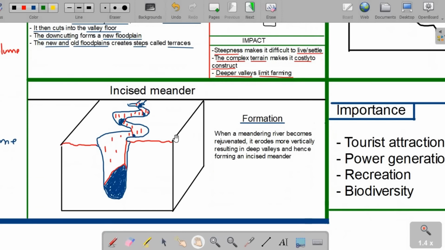So the incised meander, also called the entrenched meander. It's a meandering river, guys. Nothing much, but it's a deep meandering river. So you can tell that, oh, it is very steep. If I were this guy over here, I would realize that, okay, the jump is way too deep. Okay, this develops due to river rejuvenation.